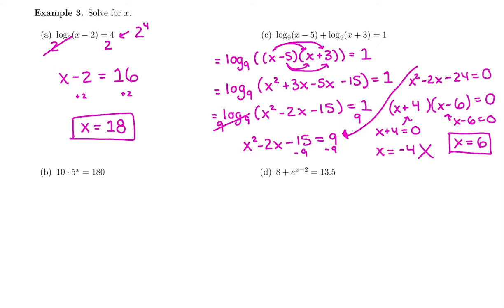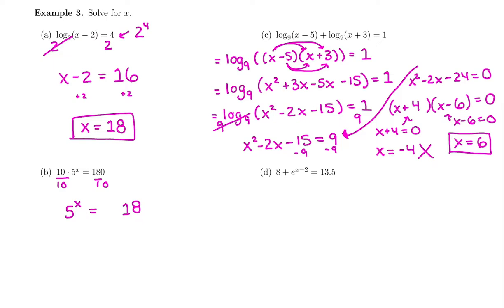So that's reviewing a couple log examples. Let's switch gears and use logs to solve exponents. For the next two, I'm solving for x up in the exponent. So first I want to get that exponent on one side by itself. Right now it's multiplied by 10, so I'm going to divide both sides by 10 so that I have 5 to the x by itself. And on the other side, 180 divided by 10 is going to give me 18.